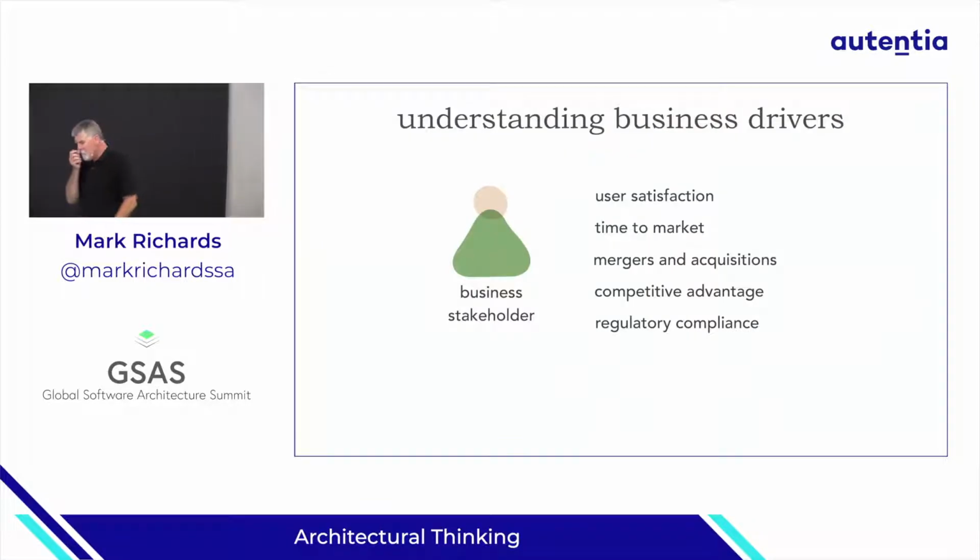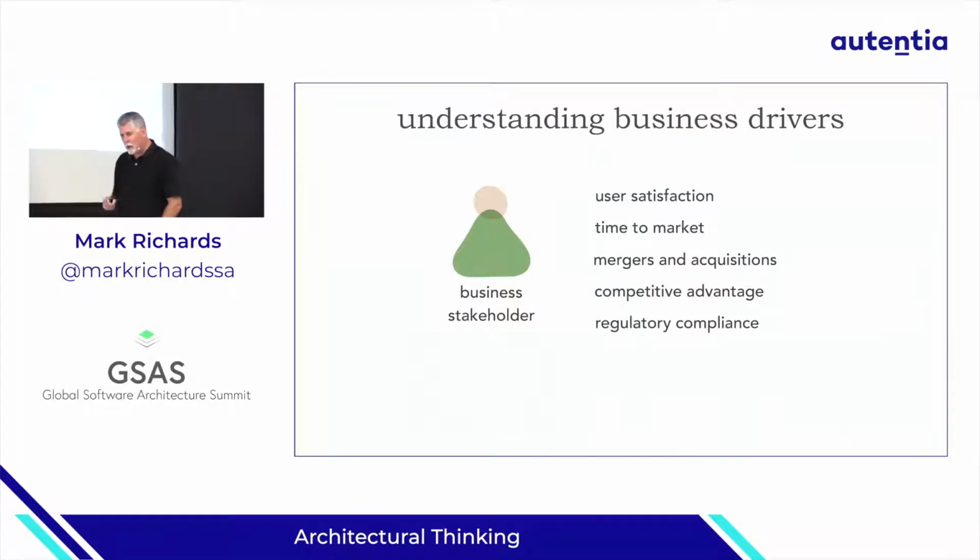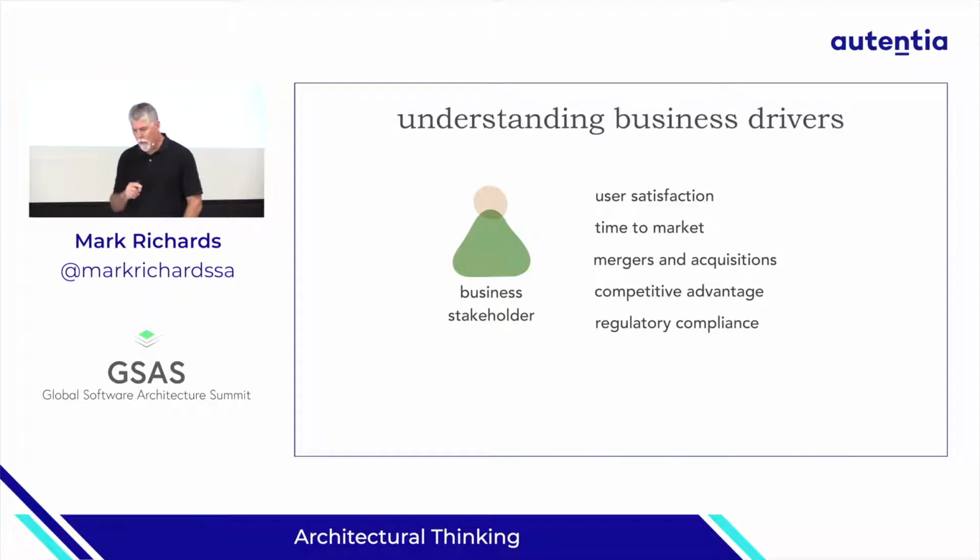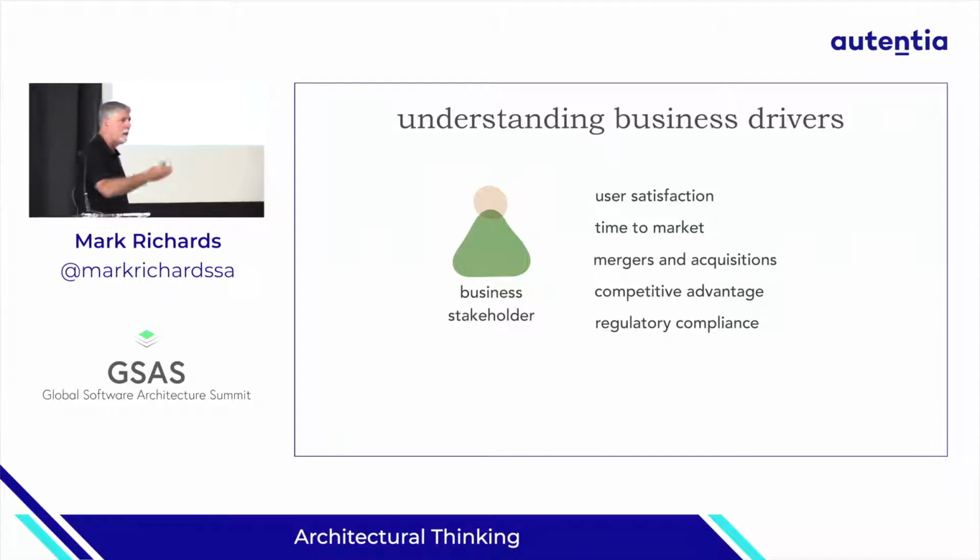Let's see an example. Understanding those business drivers, Len had showed quite a few of those in his slides. This is the language of business. User satisfaction, speed to market. How fast can I actually get these changes out or that bug fix?